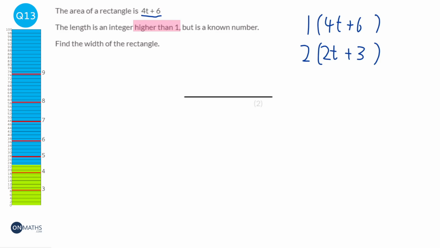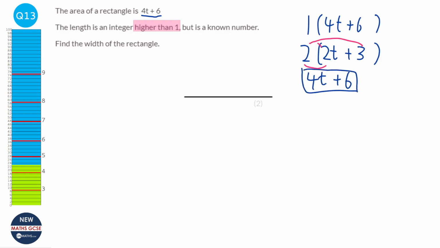So what we can do is check that out with smiles and rainbows. Put all my times down there to remind me to times it. So 2 times 2t is 4t, 2 times 3 is 6. So that works because that is the same as this in the question. So we know that 2 times 2t plus 3 works. In fact, it's the only one that works with it being an integer.